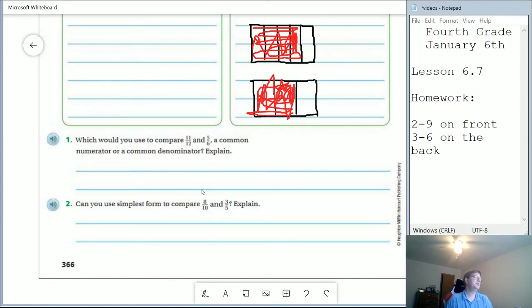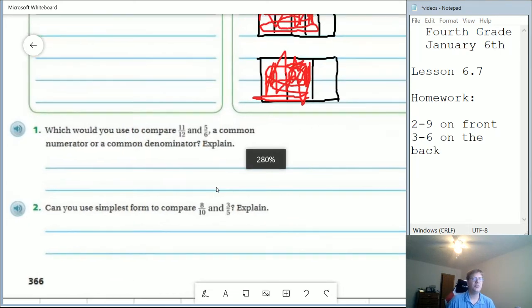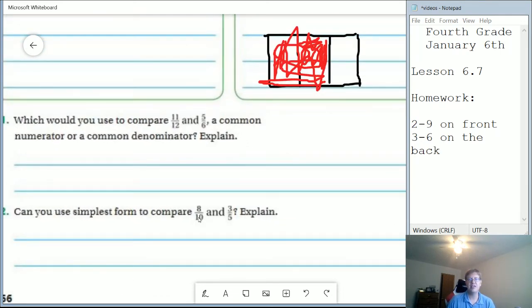Let's take a look at number 2 at the bottom. Can we use simplest form to compare 8/10 and 3/5? One of the things that we practiced was finding common denominators or equivalent fractions by using multiplication. I mentioned we could do that using division as well. So is it possible to divide to get the 8/10 side down to parts over 5? Is there a number I can divide 10 by and get 5 as the answer?